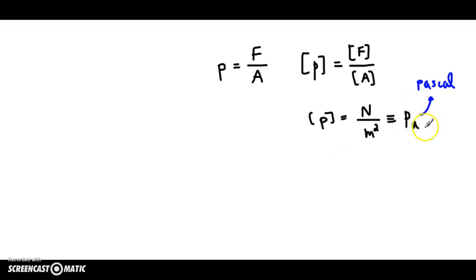Furthermore, this is the unit we will be using in problems. I did mention a unit that we have seen from chemistry class, the atmosphere. We won't really be using that unit here in this course. We'll be using the SI unit, pascals.